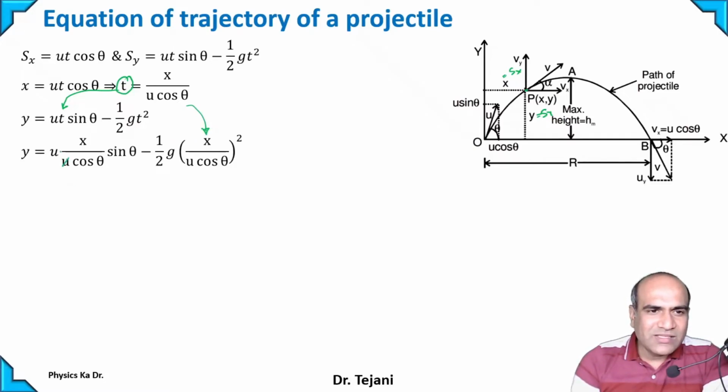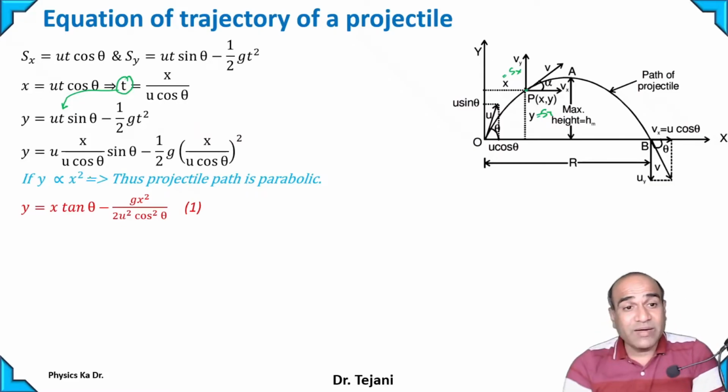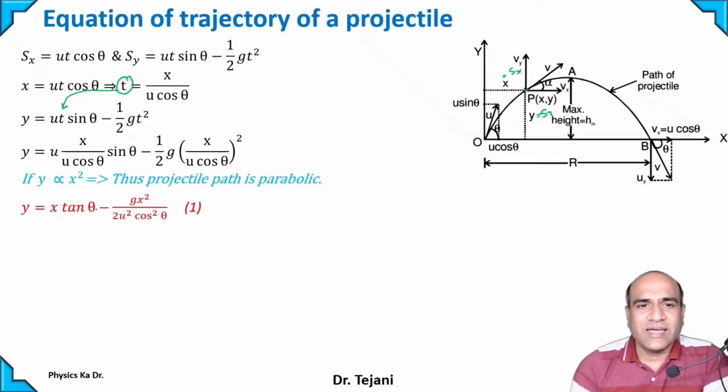Can we have this u cancel? Yes, why not? We can cancel this out, and so it becomes x sin theta by cos theta, which becomes tan theta. Here, g x square divided by 2 u square cos theta square.